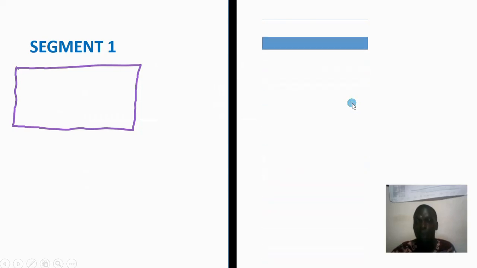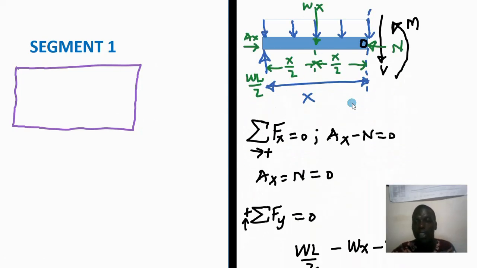Now, if we take segment 1 and draw its free body diagram, remember it has a uniformly distributed load. Since it is W, if it is over a span x, the total force will be Wx, which will act at the center. Since this is length x, it will be x out of 2 from point A, and x out of 2 from O, where we made our section cut.